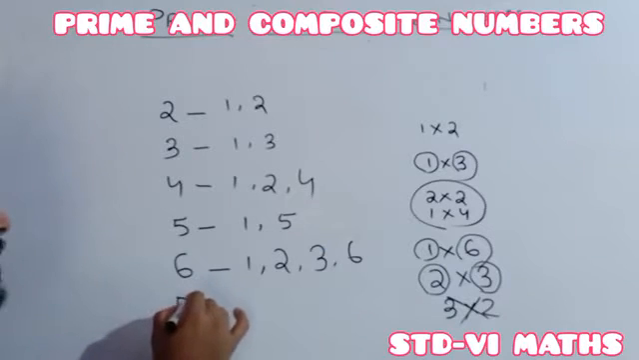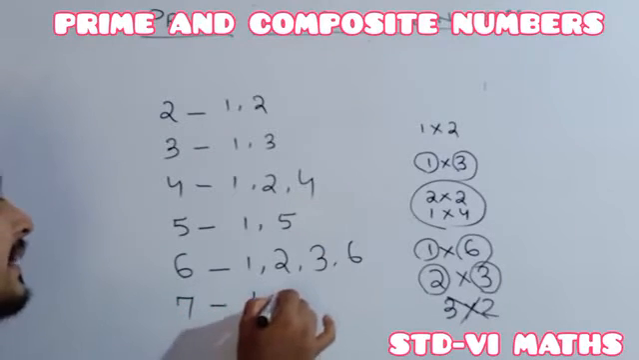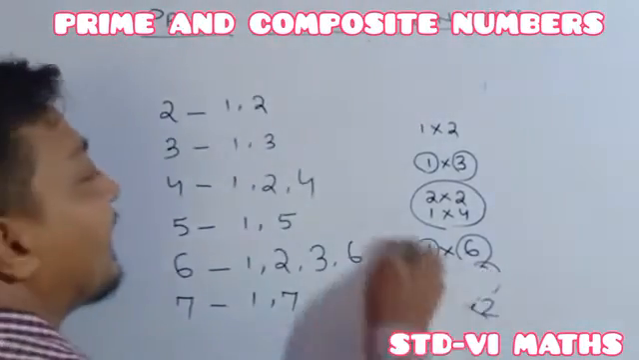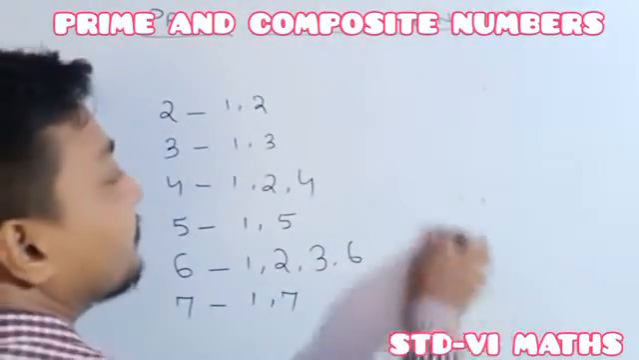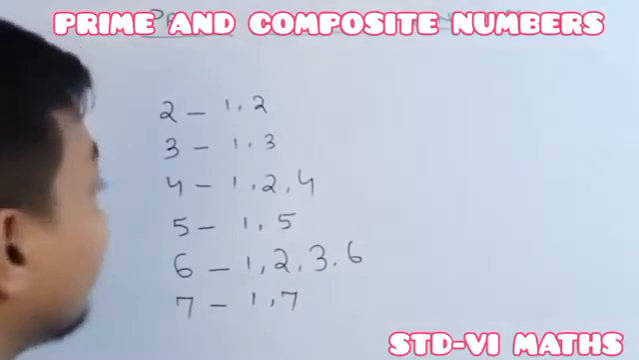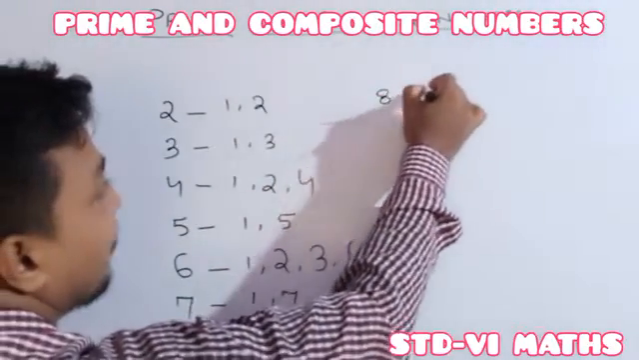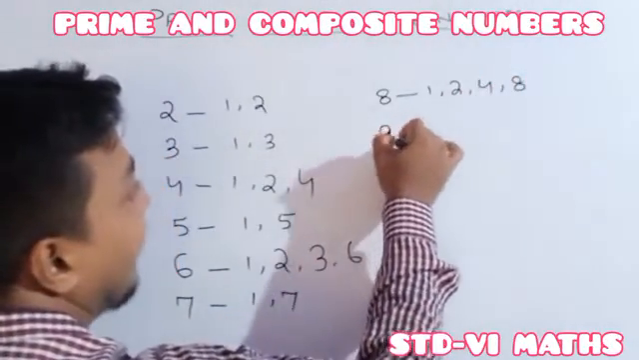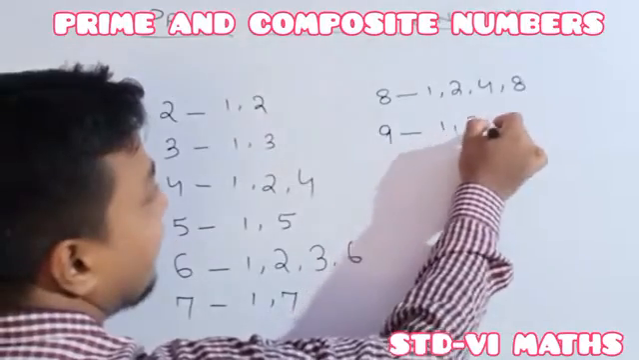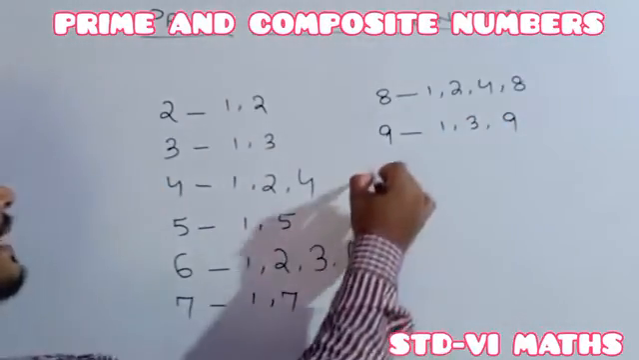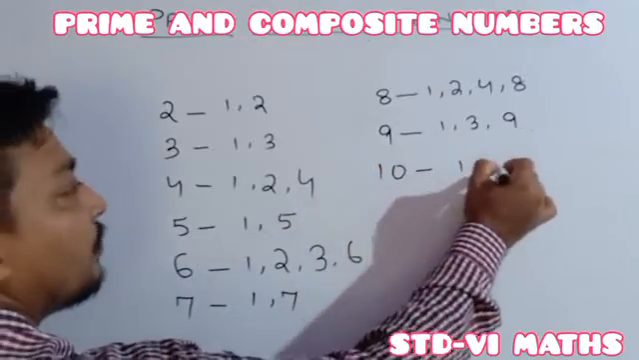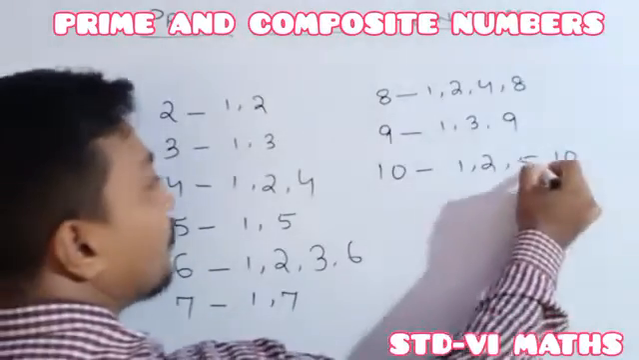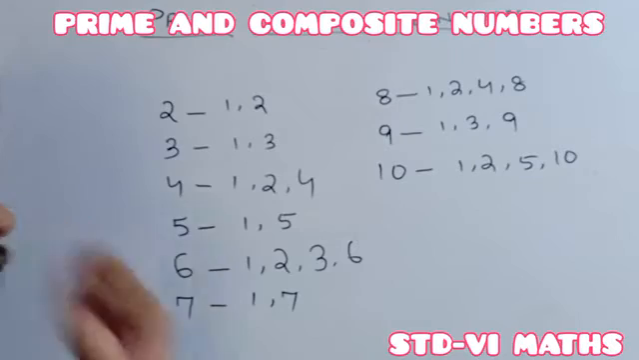In the same way, the factors of 7 one can find are 1 and 7. Understood? Then I will write the factors of 8. The factors of 8 are 1, 2, 4, 8. Factors of 9 are 1, 3, 9. Factors of 10: 1 into 10 is 10, 2 into 5 is equal to 10. So the factors of 10 are 1, 2, 5, 10.